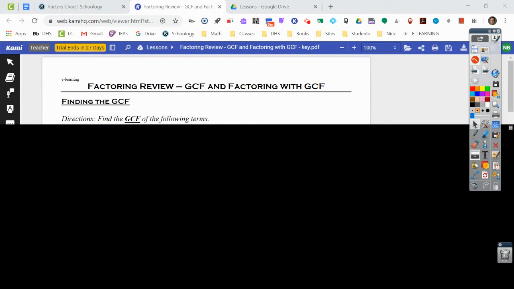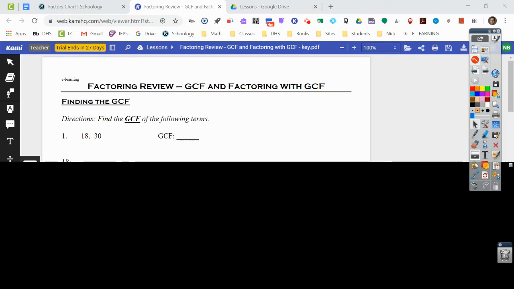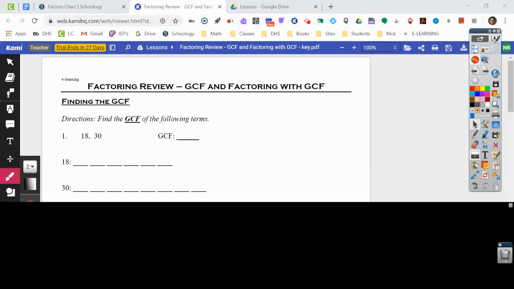Again, I would print this document out if you have access to a printer and follow along. If you don't have access to a printer, then make sure that you get out a sheet of paper and a pencil or pen and follow along as we go through here. Remember that you can pause the video at any time if I'm going a little too fast, so you can catch up. We're going to find the GCF first. We have two terms, 18 and 30, and we're asked to find the GCF.